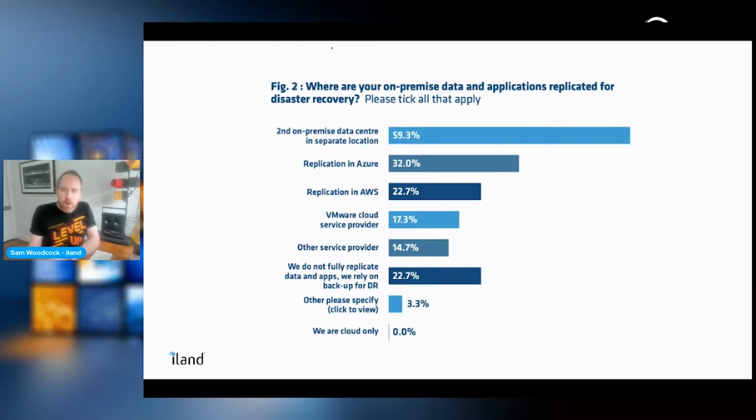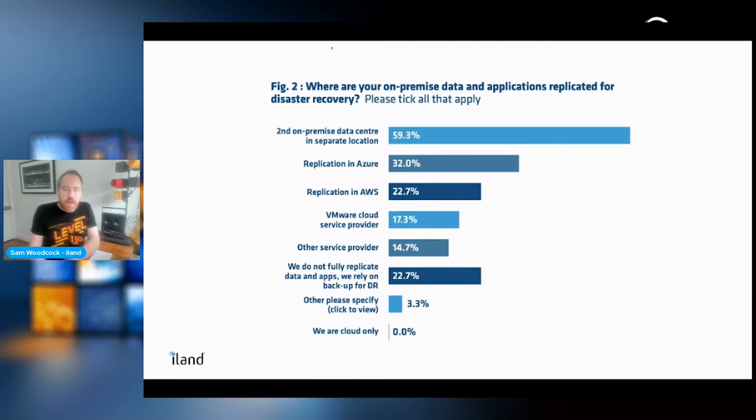But what I thought was interesting about this slide was that 22.7% of folks were relying on backup for disaster recovery. And in our opinion, that is a recipe for potential disaster in itself, because backup is built for a specific use case. It's built for getting data offsite. And as long as you have your primary location available, you have the option to recover back to that. That's really good and should be in place for a lot of organizations.